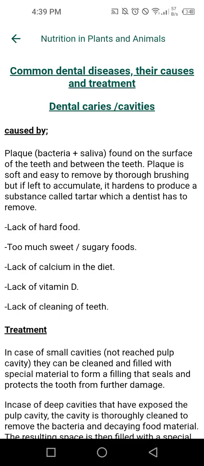Plaque is soft and easy to remove by thorough brushing, but if left to accumulate, it hardens to produce a substance called tartar which a dentist has to remove. Causes: lack of hard food, too much sweet, sugary foods, lack of calcium in the diet, lack of vitamin D, lack of cleaning of teeth.